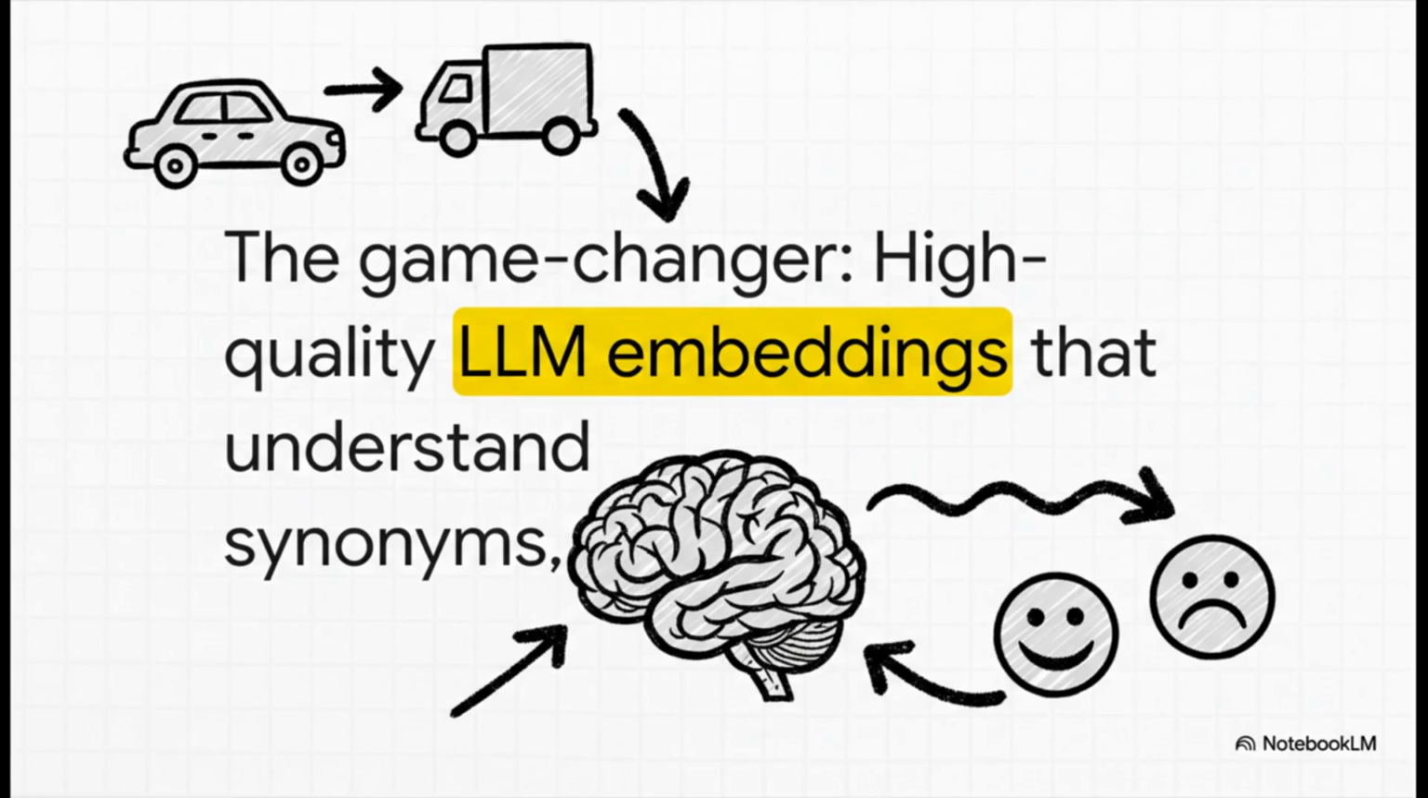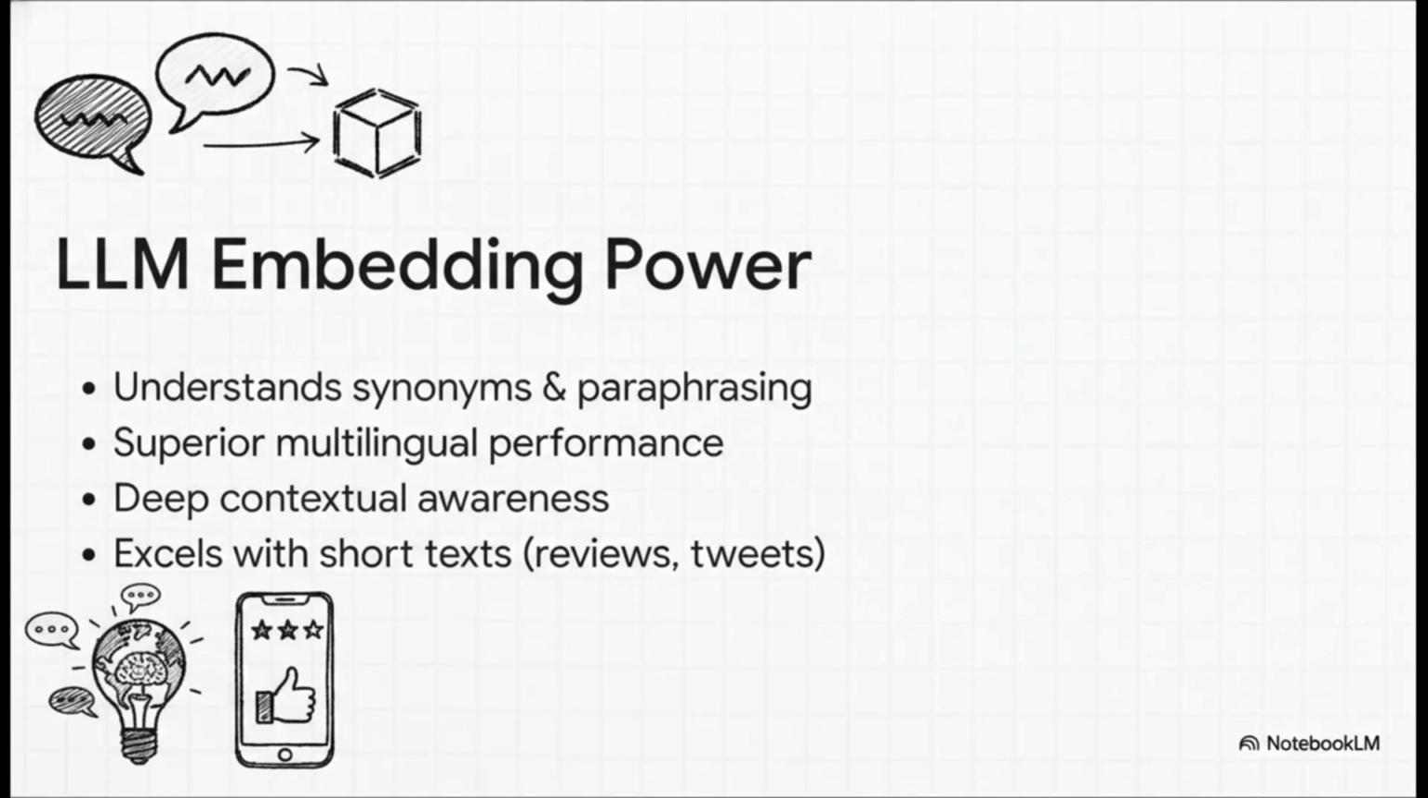See, before LLMs, we were mostly just counting words, but modern embeddings, they don't just count, they understand. They turn text into these rich numerical representations that capture the actual semantic meaning. They know that car is really close to automobile, and they know that "I am not happy" is the total opposite of "I am happy." This was a quantum leap in contextual awareness. And the real-world advantages here are just huge.